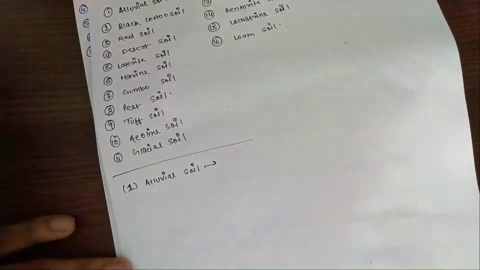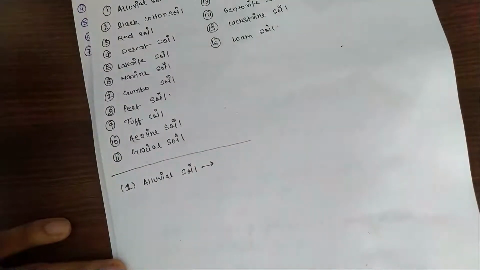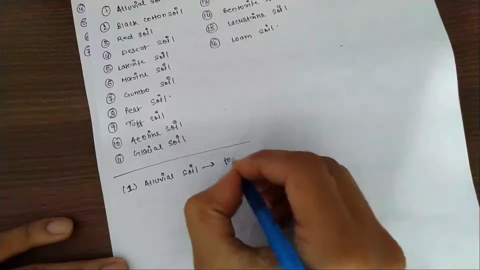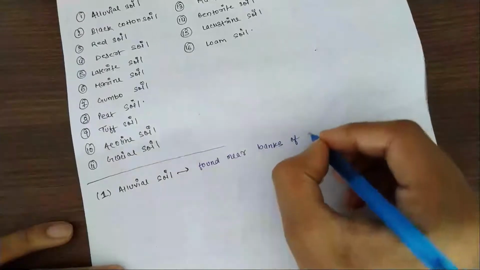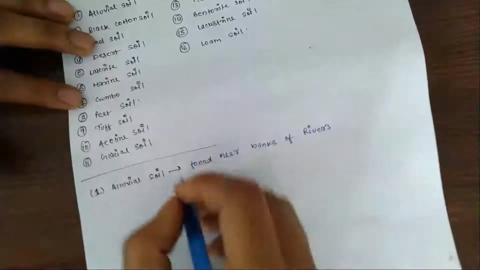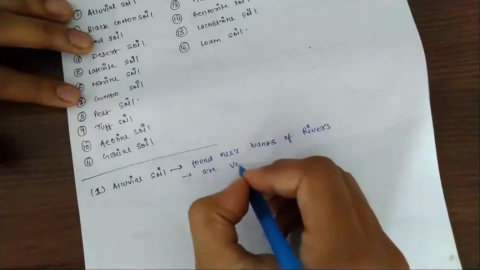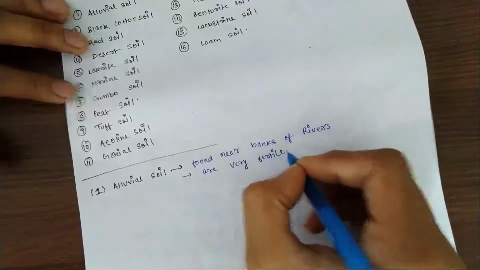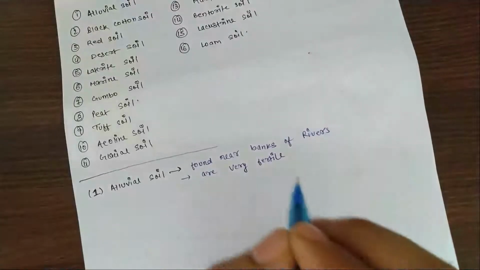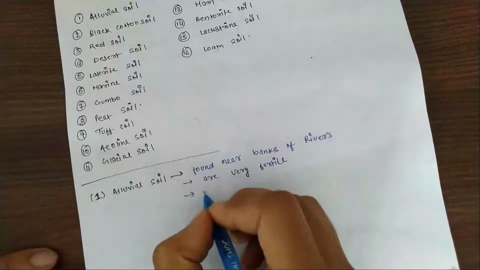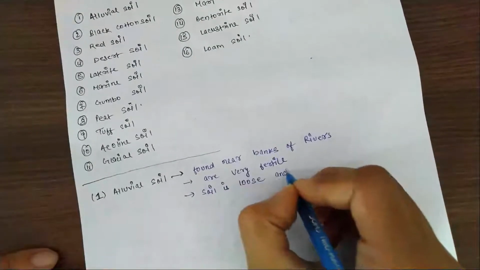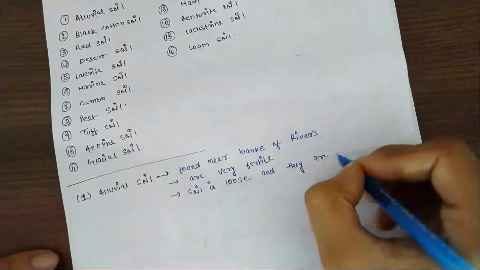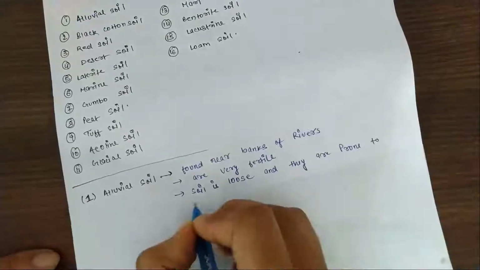Alluvial soil is generally found near the banks of rivers and is very fertile, but one major drawback of this soil is that it is very loose and prone to liquefaction.